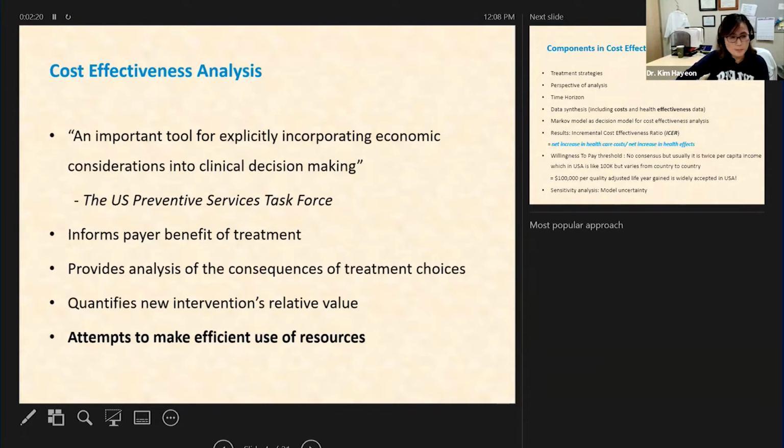It informs payer benefit of treatment. Also, it provides analysis of the consequences of treatment choices. It also quantifies a new intervention's relative value. For example, we used to treat spinal mets with only external beam, but recently we treat with SBRT. So how much value is SBRT giving us? That's what we can do with cost effectiveness analysis. The final purpose of cost effectiveness analysis is an attempt to make the most efficient use of resources.